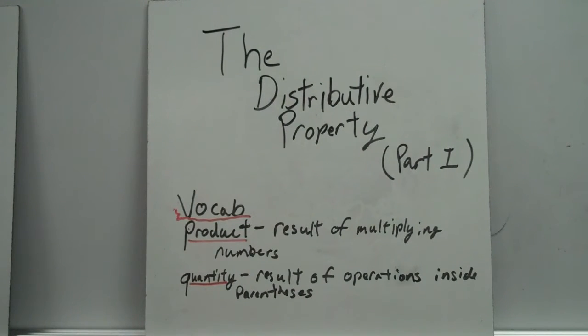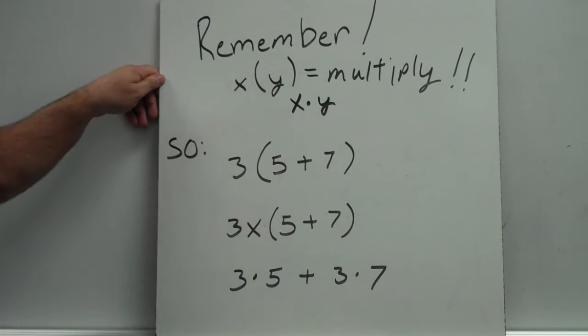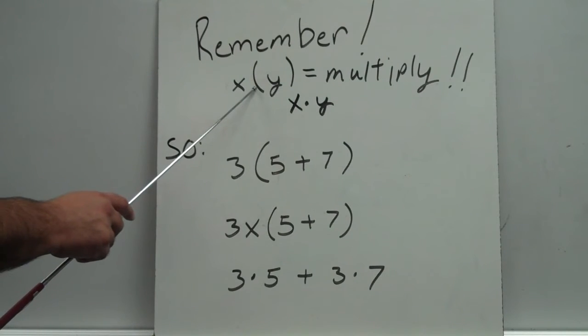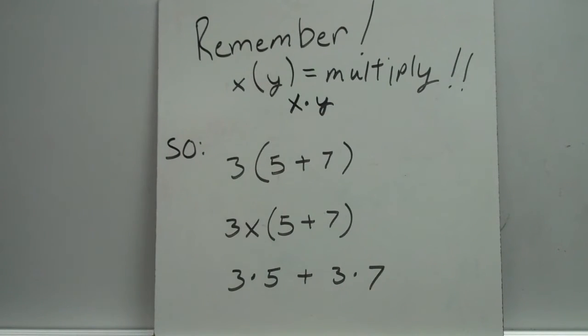Some important vocab for this video will be to understand what a product is, which is the result of multiplying numbers, and a quantity, which is the result of operations inside parentheses. We're going to be working with parentheses quite a bit with this topic, so we need to remember that when we are working with parentheses, and especially when we have a term right next to another term inside parentheses, that means to multiply. That means to multiply.